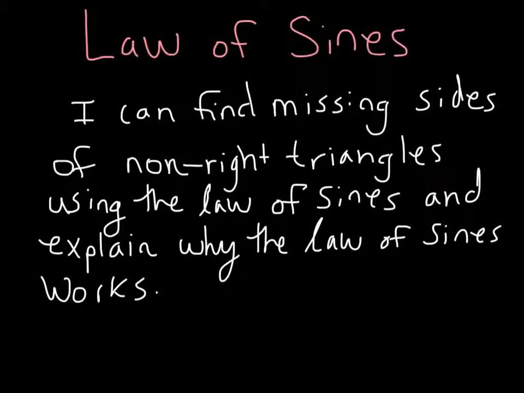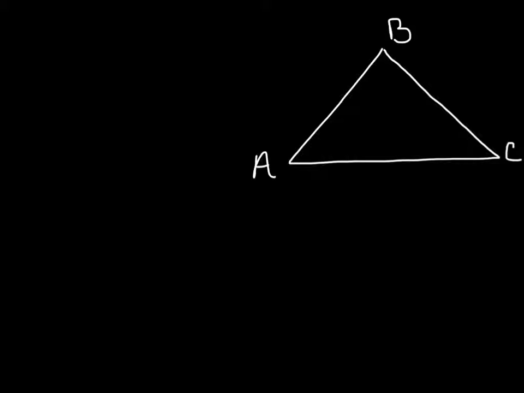So let's start out with an explanation of where it comes from. Then I'm going to do two problems and give you some questions to solve on your own. To start out this proof, or derivation, of the law of sines, we can start out with a triangle. I've labeled the vertices A, B, and C.